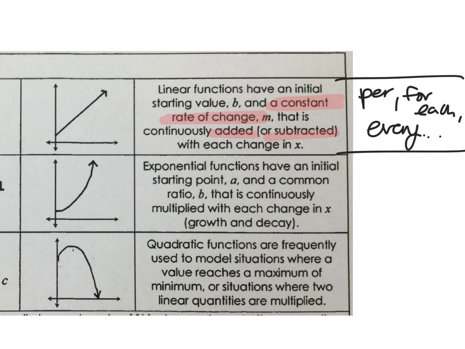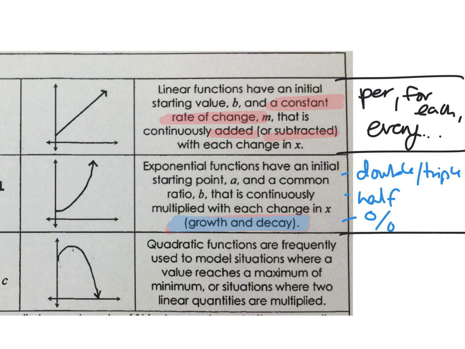For exponential functions, we should note that we're looking for something that has a common ratio. Now, we might see the words growth or decay for exponential functions. Something else that we also see very often for exponential functions, we have questions about doubling or tripling, or we might even have questions about something happening half. But the biggest giveaway for exponential is we have percentages. Anything that's going to be a percent is going to be an exponential function, like 99% of the time.